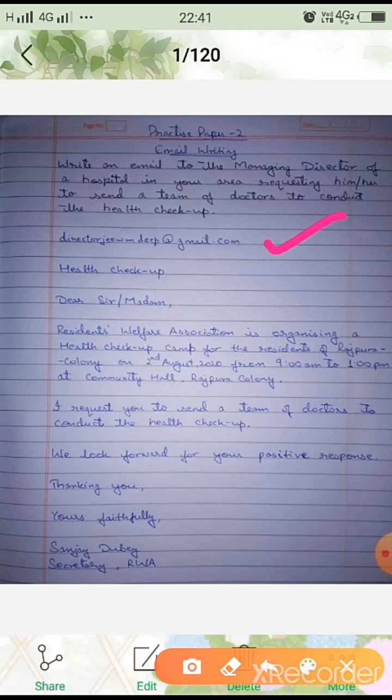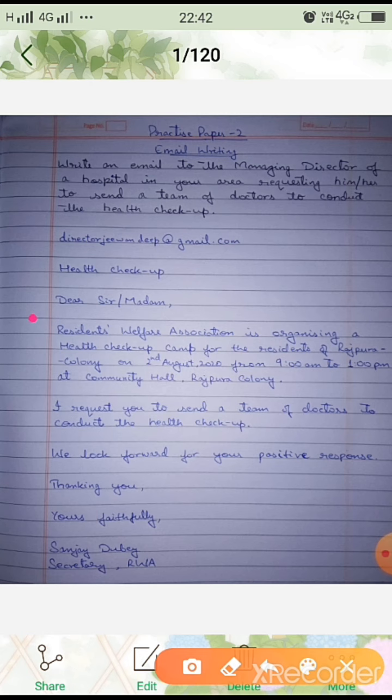Then after this, leave one line and then you have to mention the name of the program. Okay, so here as it is given that it is a health checkup, you can write in the subject part: health checkup. After this again leave one line and then you have to write the salutation. We have already read that in the salutation you have to write dear sir or madam. Okay, not ma'am. You have to write the full spelling MADAM, dear sir or madam, and then you have to put a comma.